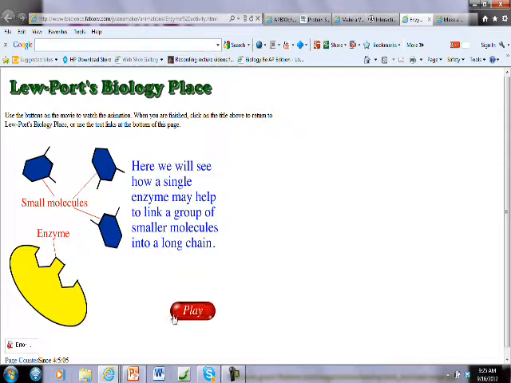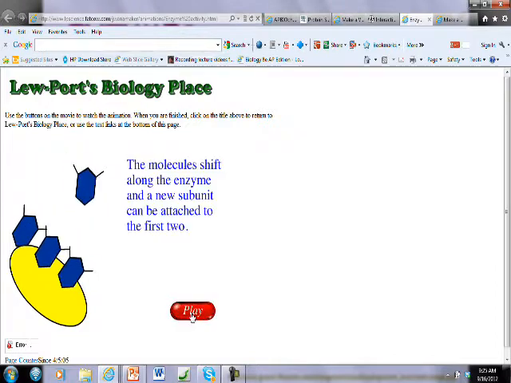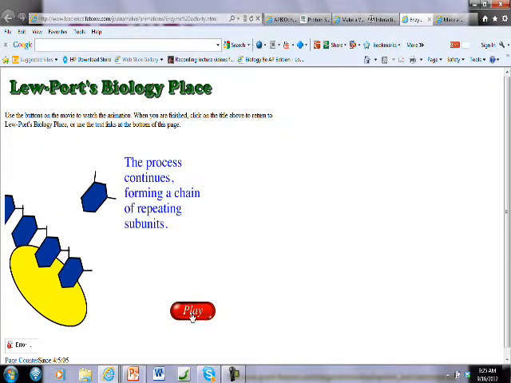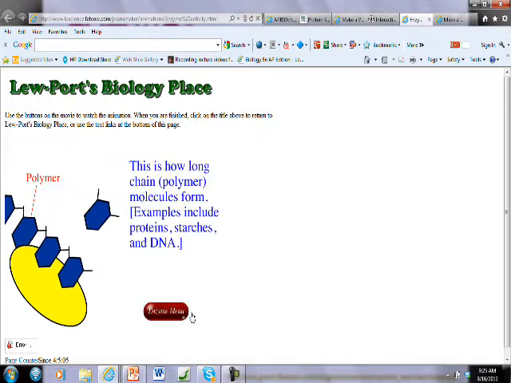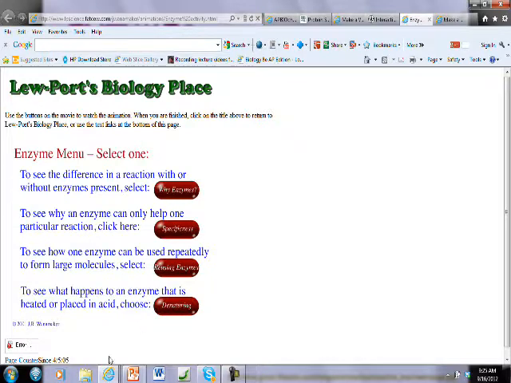Enzymes are reusable. They don't get changed by the reaction. The substrate changes into the products, but the enzyme itself does not change. So once it helps one molecule do its reaction, it can go on to help more and more. They get used over and over again in cells.